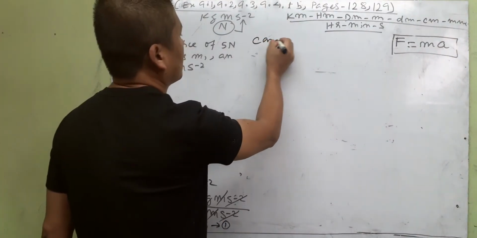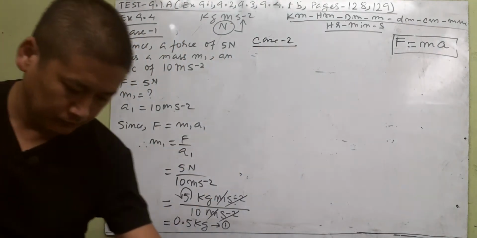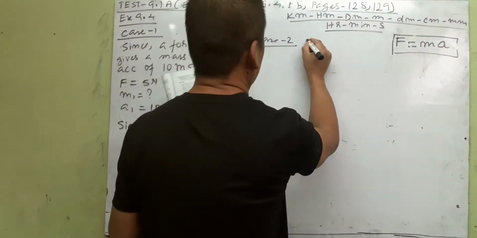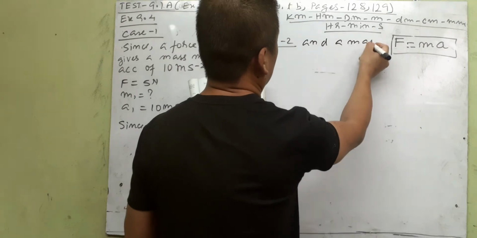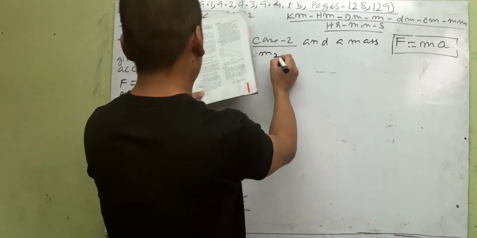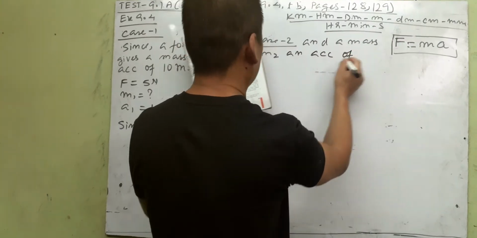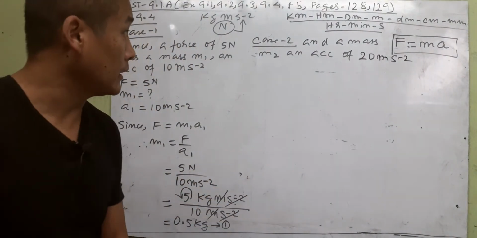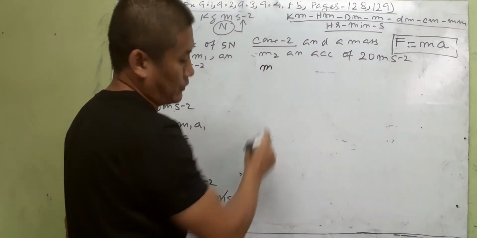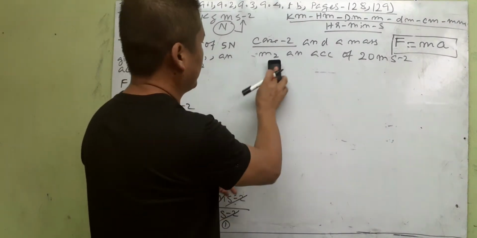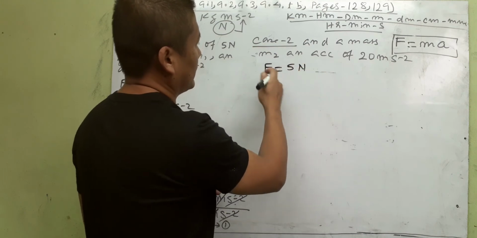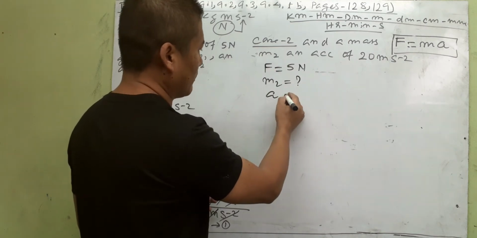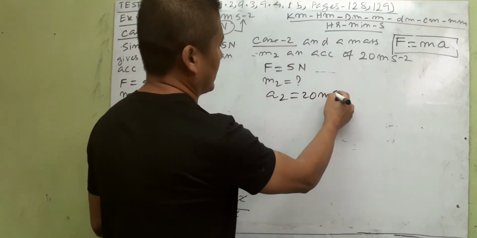Case 2, let's look there now. 9.4, okay. A mass m2 and acceleration of 20 meter per second square. So the same force, 5 Newton, is applied on a different mass m2, which we don't know yet, and it gives that unknown mass m2 an acceleration a2, let us say 20 meter per second square.